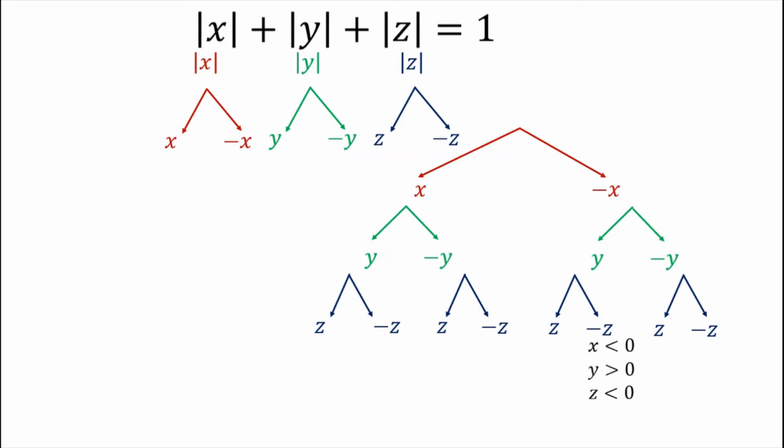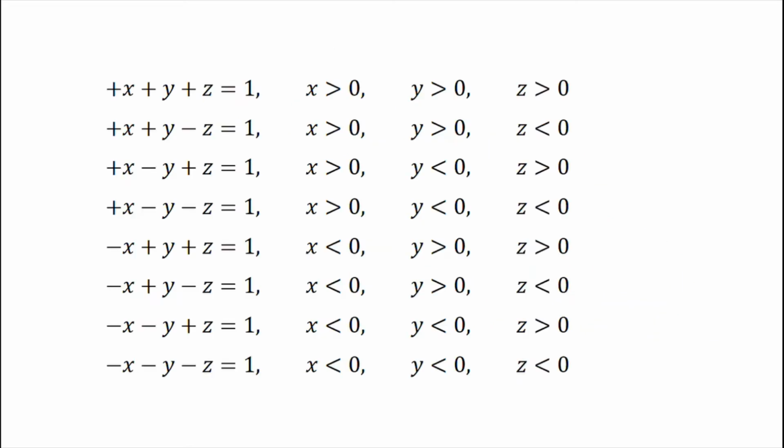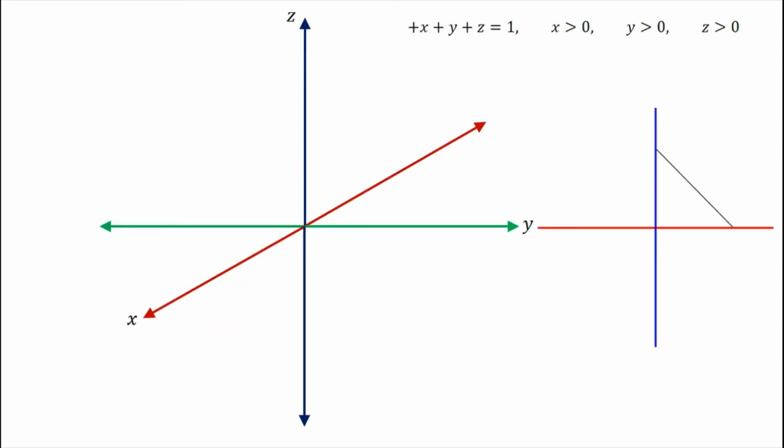Each equation represents a planar surface since x, y, and z do not contain fractional exponents or higher order powers. The power of x, y, and z is 1. The first equation, positive x plus y plus z equals 1, is located on the octant where x, y, and z are greater than 0.